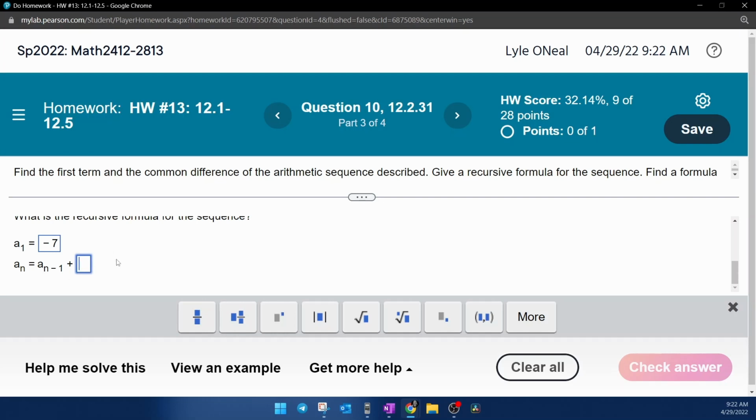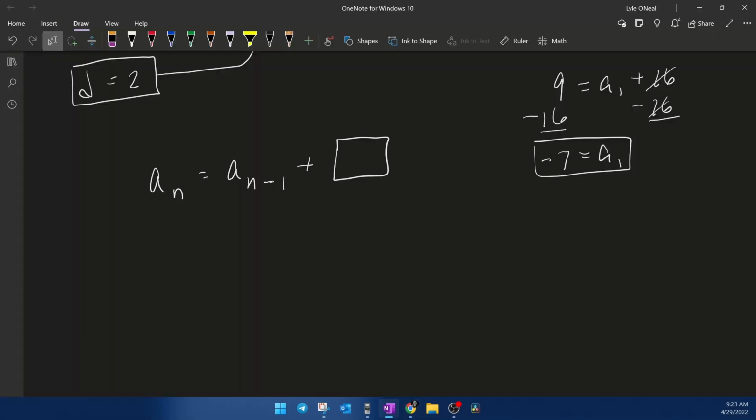So let's see if we can go back to the scratch work and figure out how to write this as a recursive formula. If you've watched any of the previous videos to this assignment, I've said that an arithmetic sequence is described as a sequence of numbers that either add the same amount each time or subtract the same amount each time to get from one term to the next. So the a sub n minus 1 is the symbol that represents the previous term, and then a sub n would be the next term.